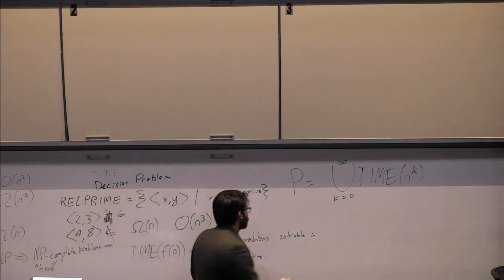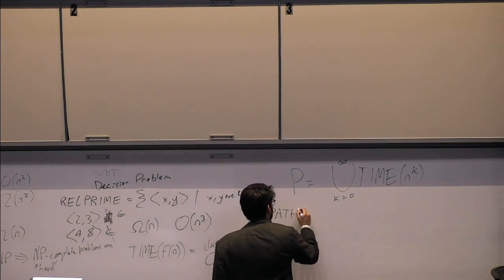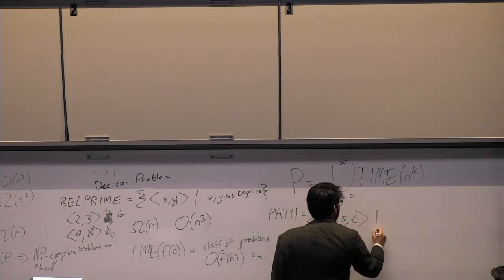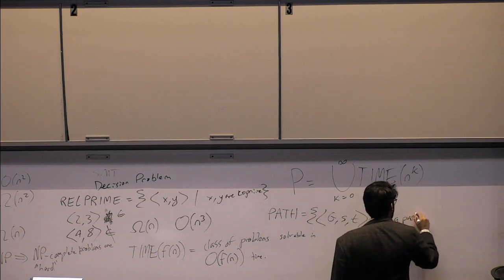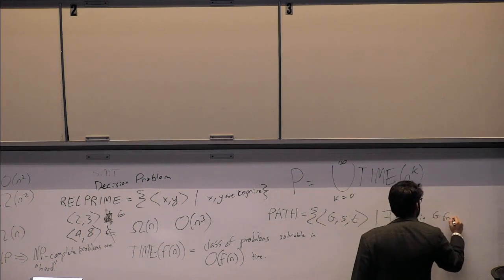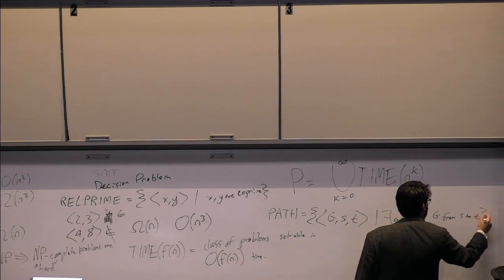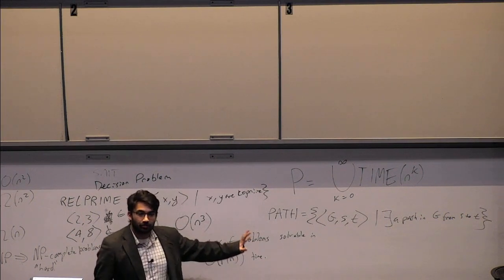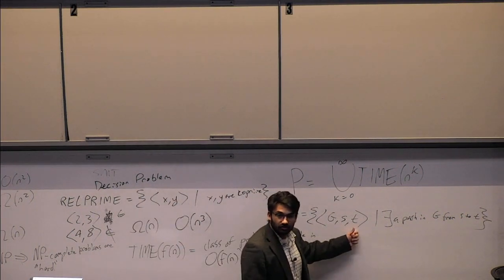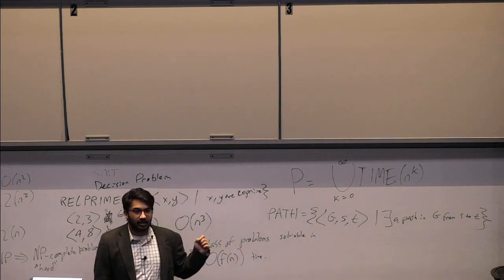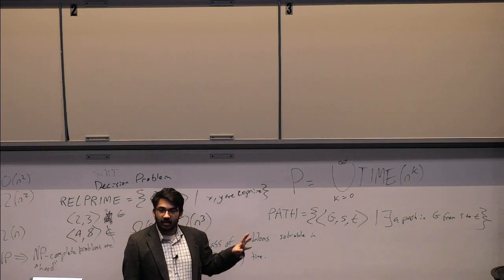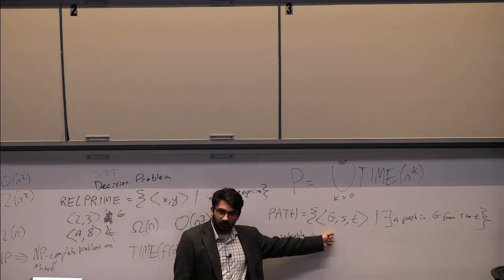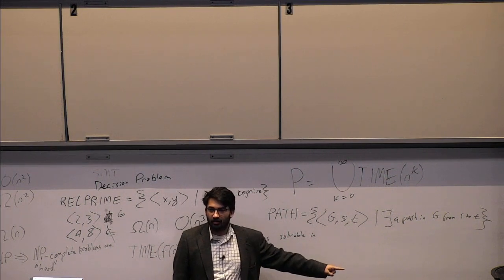Here's another example of a problem. Let's call it path. You're given a graph G and two nodes, S, T, and you say there exists a path in G from S to T. Right? So this is another problem. You're given a problem instance here. You're given a graph and two vertices. Okay? And you're asked, is there a path in G from S to T? And again, it's very important that I'm phrasing this as a yes or no question. But the problem instance, again, is given a graph, two vertices, does there exist a path?